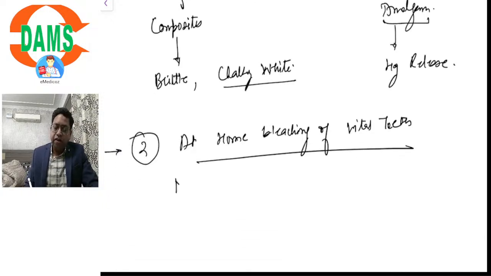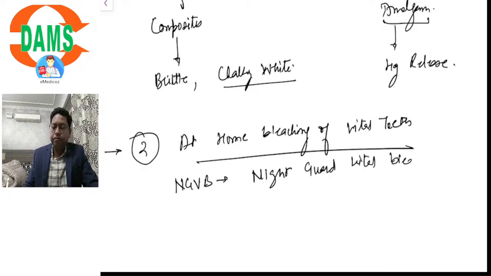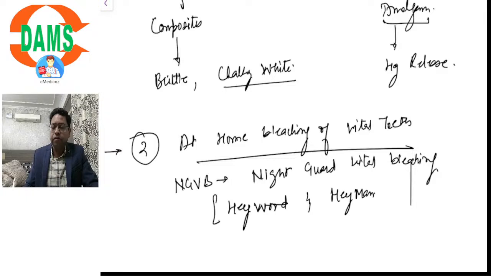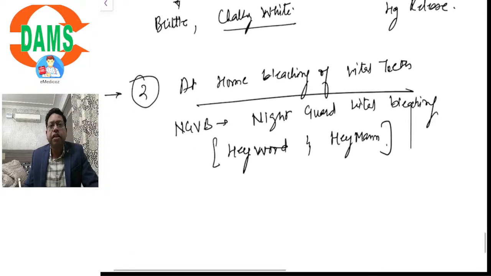This is also called NGVB, that is night guard vital bleaching. The technique of bleaching was first given by Haywood and Heyman. Night guard vital bleaching. As the name indicates, there would be fabrication of a customized night guard. A bleaching tray is fabricated.